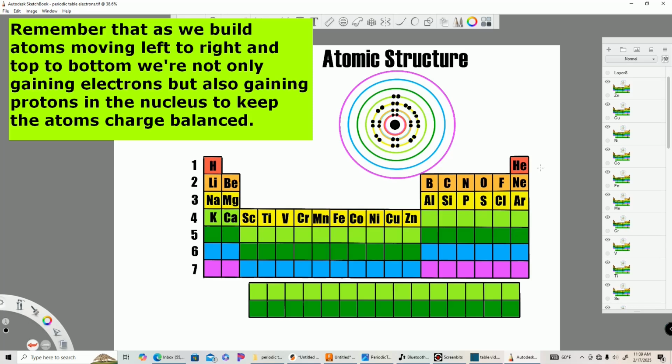Another thing I want to point out right now is the periodic table. Basically, as you go left to right, top to bottom, the atoms are getting bigger. They're getting more layers with each row and getting more electrons with each column. So that's a very important point. Basically, what sets the elements apart is their size. And remember that size gets bigger as you go left to right, top to bottom of the periodic table.